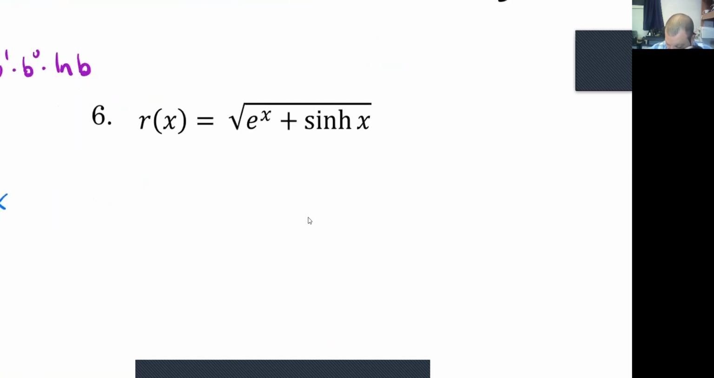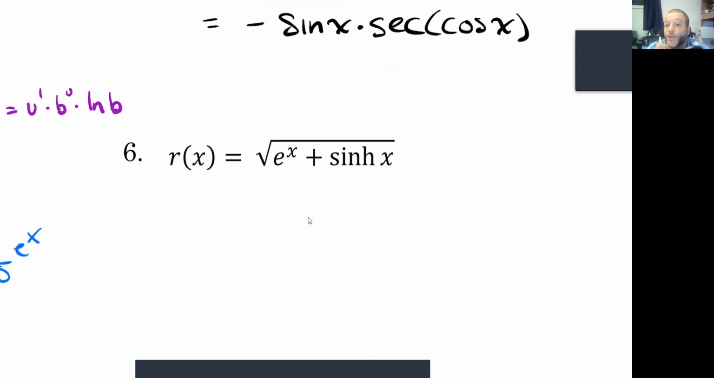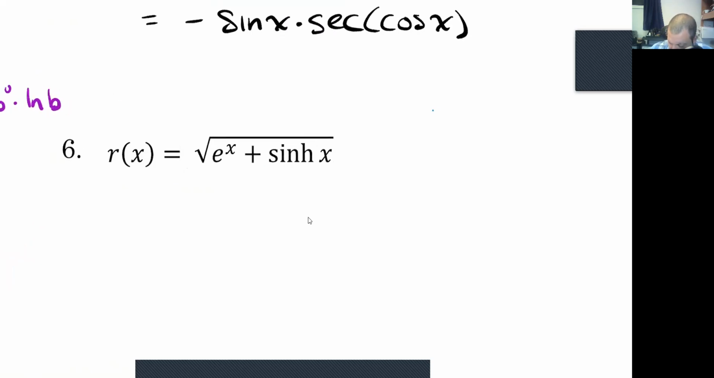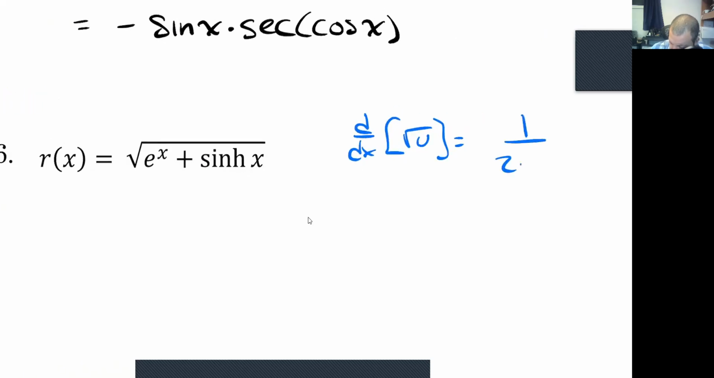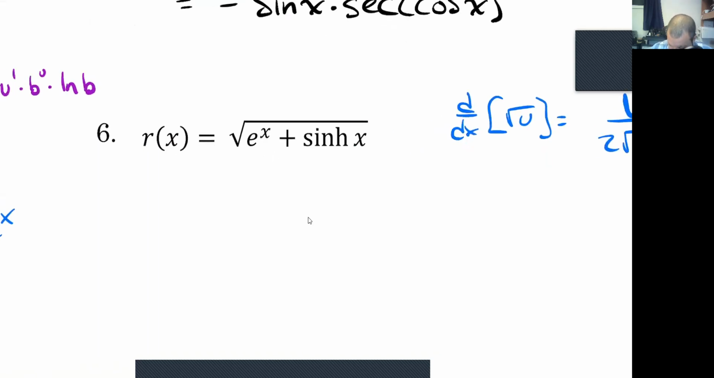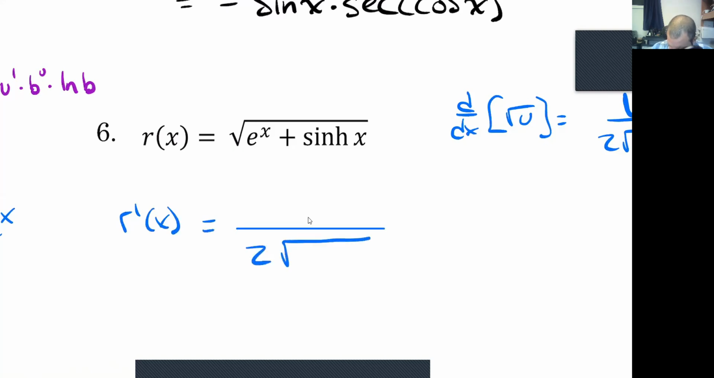Question number 6. All right, so we have a square root of u. As you undoubtedly recall, the derivative of the square root of u is 1 over 2 square root of u. So we just take whatever we have, bring it to the denominator with the 2, and then we multiply by the derivative of the inner term. All right, so this means that r prime of x, we're just going to bring what we got down to the bottom. There's 2 of them, e to the x plus the sinh of x.